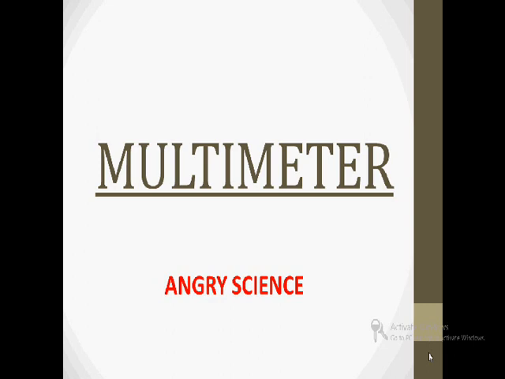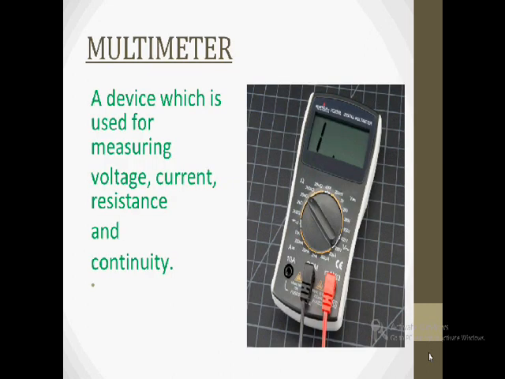Today I am going to discuss a topic that is multimeter. Multimeter is an important meter that every electrician and every electrical and electronic engineer must know. I want to say that every person must know because we can use a multimeter in our day-to-day life. So, what is multimeter? Multimeter is a device used for measuring the voltage, current, resistance and continuity.